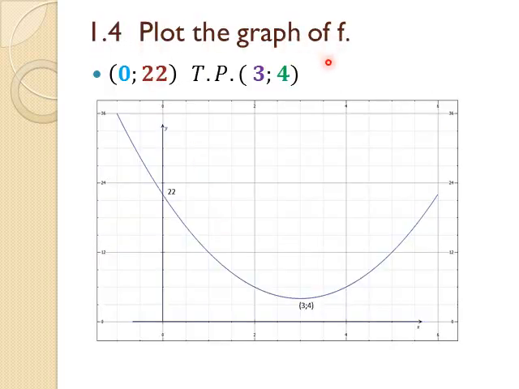So let's see how we plot the function. We have 0 and 22. We have a turning point here where x is 3 and y is 4. Take note, it doesn't make contact with the x-axis. So when you see a drawing like this, we say it has non-real roots, meaning it has no roots. Let's look at the next question.